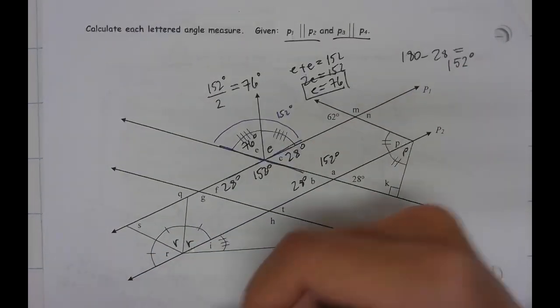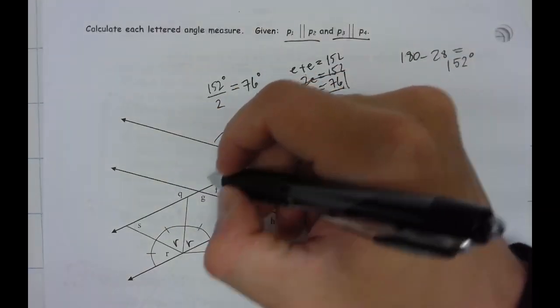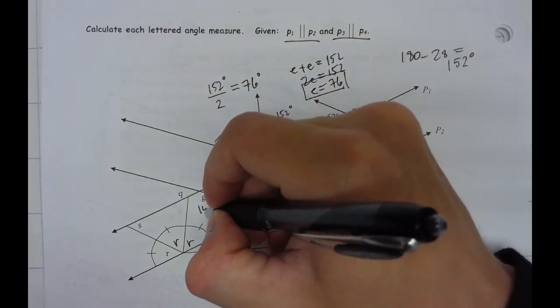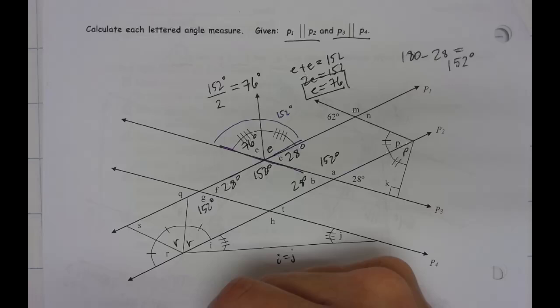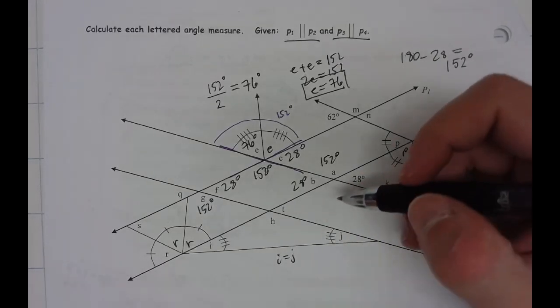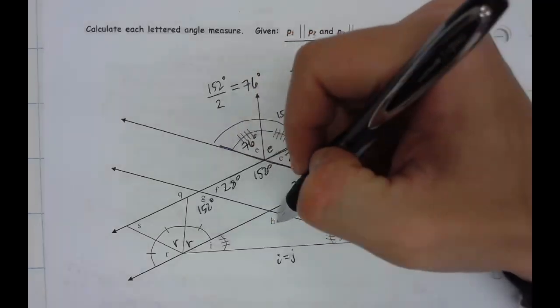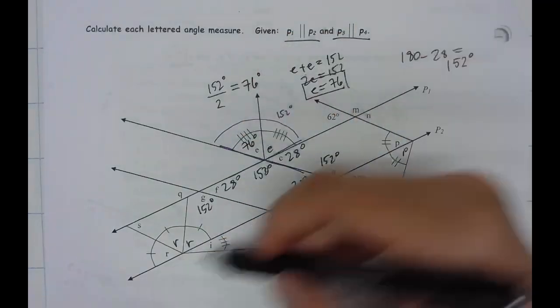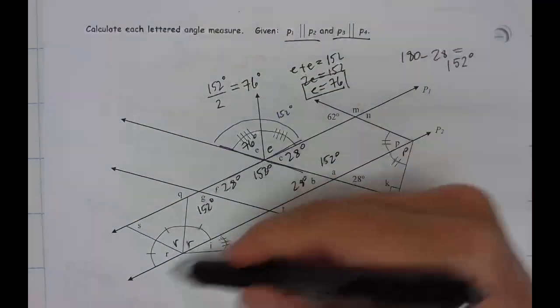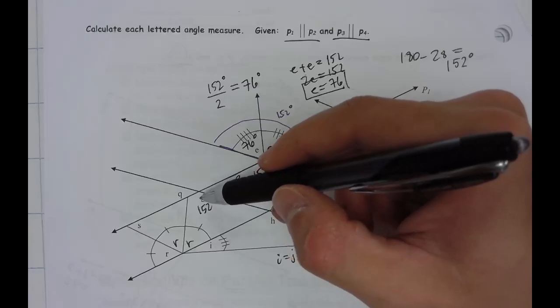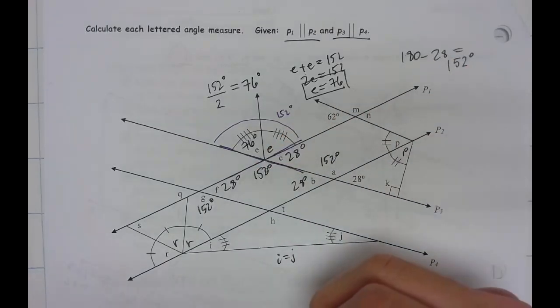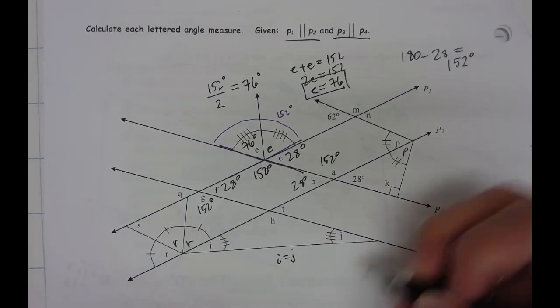Alright, for the measure of angle G, that's next. I see that it's supplementary to 28, so it must be 152. So this is 152. Alright, and then the measure of angle H, which is right here, I see that it corresponds to G because this transversal goes across these two parallel lines. So G is corresponding to H, which means that H must be 152 degrees as well.